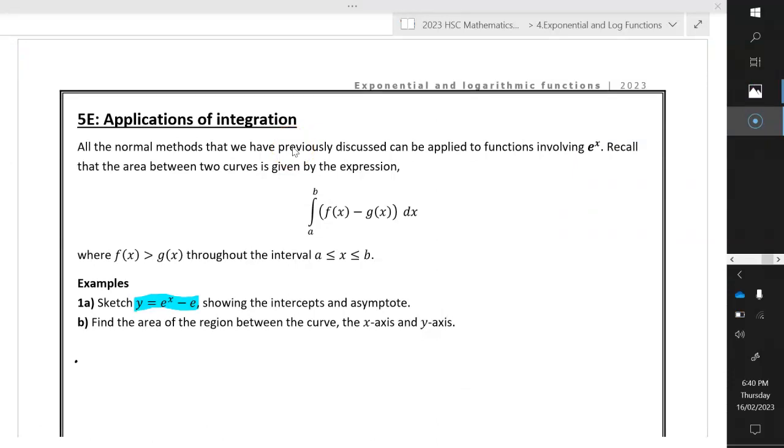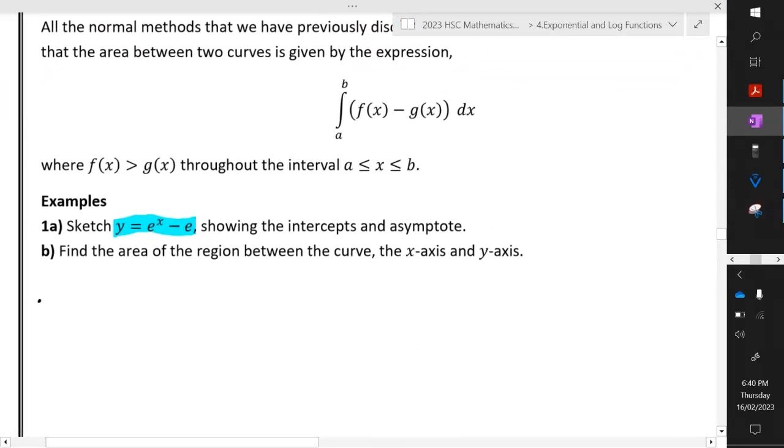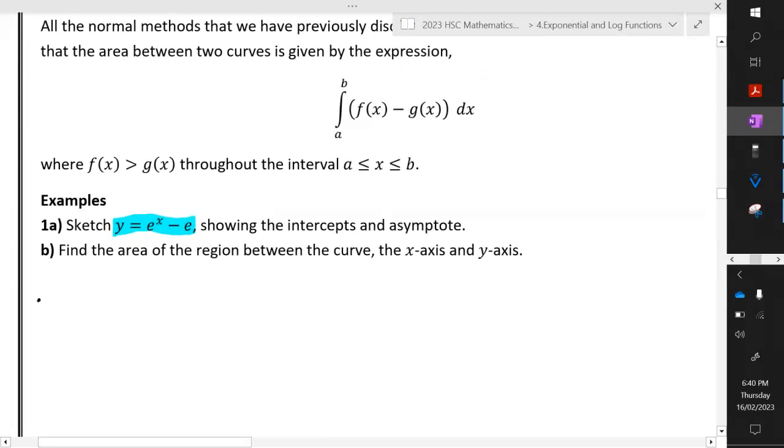Okay, but we don't have Desmos in our exams, do we? So we need to be able to draw this without Desmos to help us out. So that's there to back us up at home, but now we know what it looks like, see if we can draw that for ourselves. So this is showing the intercept.